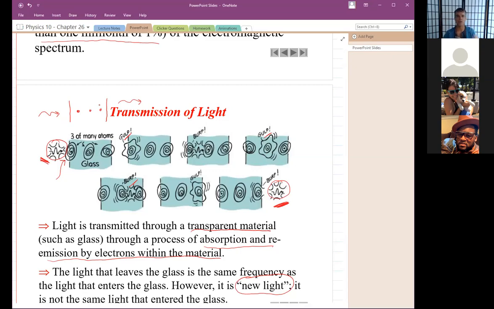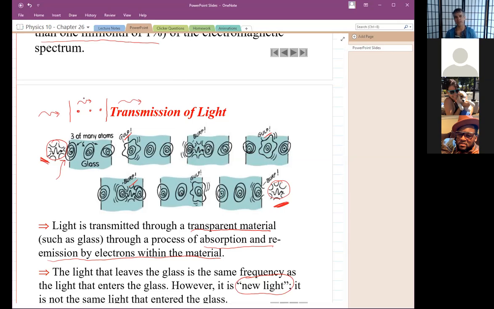If I look, I've got a bunch of atoms inside the glass, but what's in between the atoms? Nothing. So when light is traveling between these atoms, before it gets absorbed by one atom and then re-emitted, it's traveling at the speed of light.